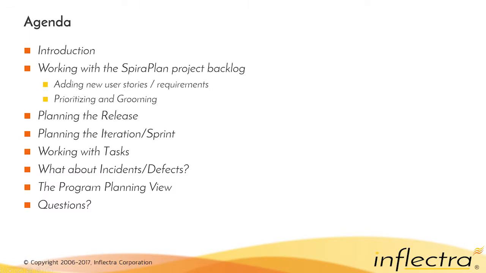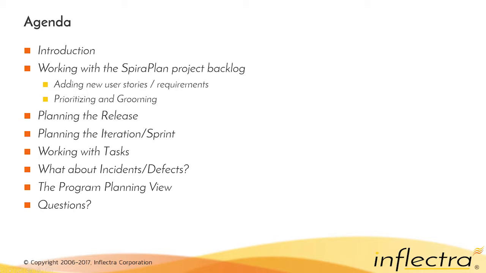So today we're going to be talking about SpiraPlan and the project backlog and how we do agile planning. And we'll be using SpiraPlan, but this also applies equally well to SpiraTeam as well. The first thing we'll be doing is looking at a project we've created which will have a backlog, and we'll be adding some new user stories and requirements to that project. We'll be doing some basic prioritization and grooming of the backlog.